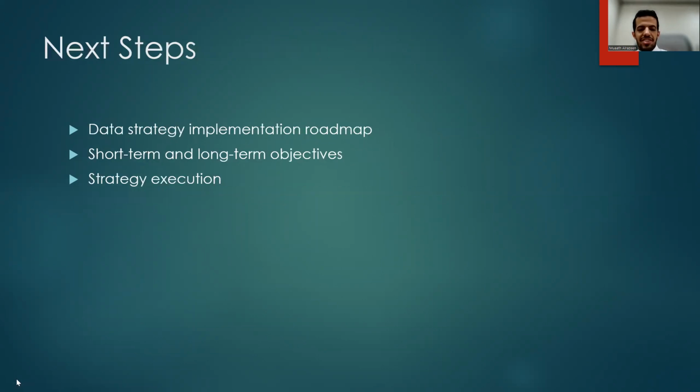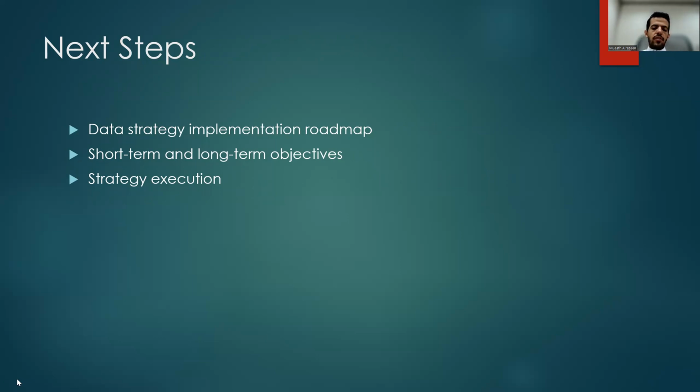Now, what's next? Next steps. Data strategy implementation roadmap. We will have a roadmap for implementing our data strategy. Our implementation roadmap includes phases for data collection, system development, model training, and continuous improvement. For sure, we will set milestones for each phase.